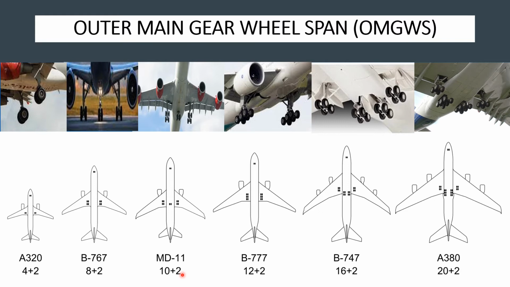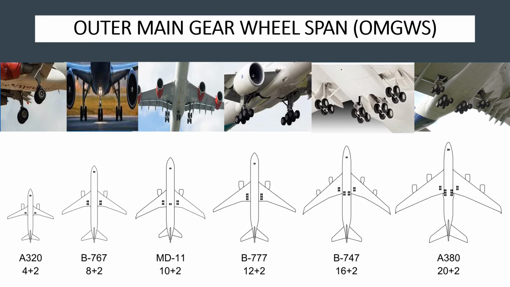Every aircraft is unique and has a different span of outer main gears. Remember, this is not the measurement between the front wheel and the rear undercarriage. No, rather, it is the measurement between the two outer main gears. So for the rear undercarriage, you take the outermost measurement from one side to the outermost measurement on the other side, and the name given to that measurement is the outer main gear wheel span.